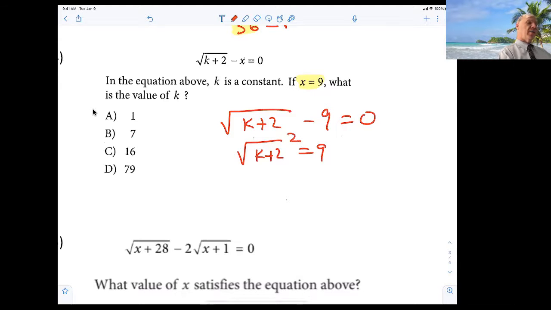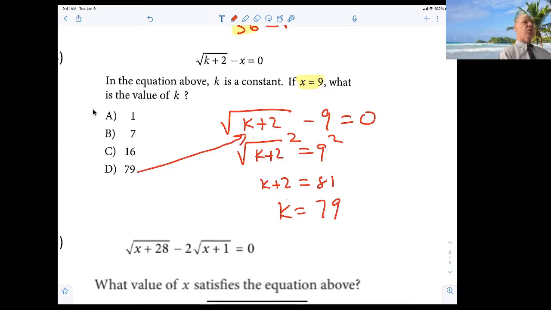Square both sides. K plus 2 equals 81. So k must have been 79. Now, if you're like, why would we do all that work when I can just say 79 plus 2 is what? 81. Square root of 81 is 9, minus 9 is 0. That is the answer then.